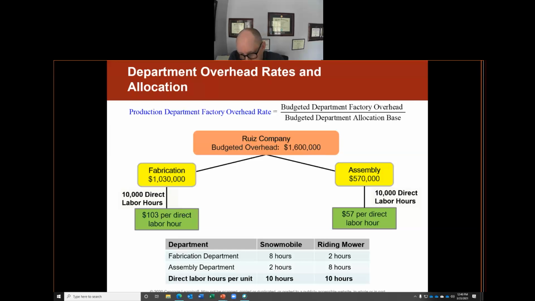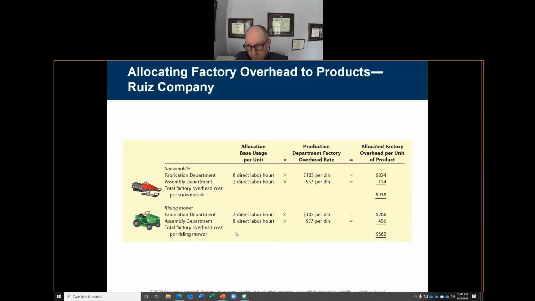It takes 10 hours to create one snowmobile and 10 hours to create one riding lawnmower. For snowmobiles, it takes 8 hours in fabrication and 2 hours in assembly. For riding lawnmowers, it's 2 hours in fabrication and 8 hours in assembly. But they both get to 10 hours. But we know that the rates will be different. And the reason for that is because of the allocation of overhead for each department.